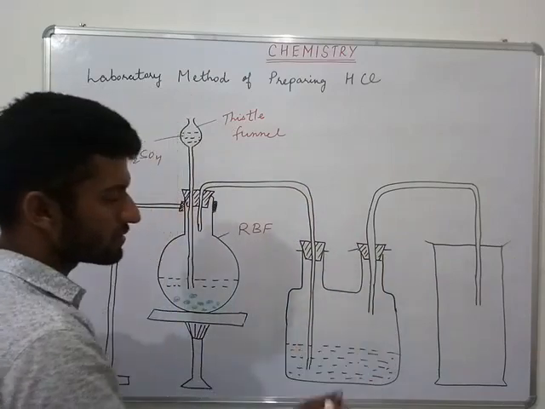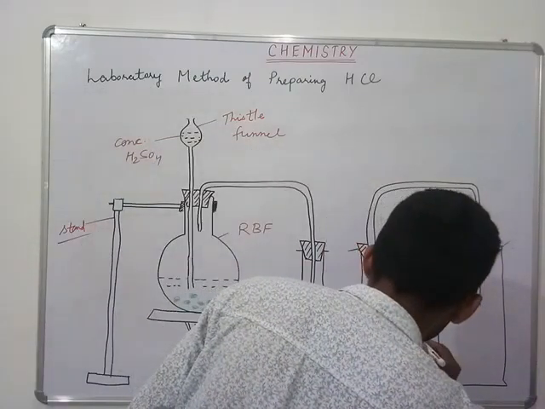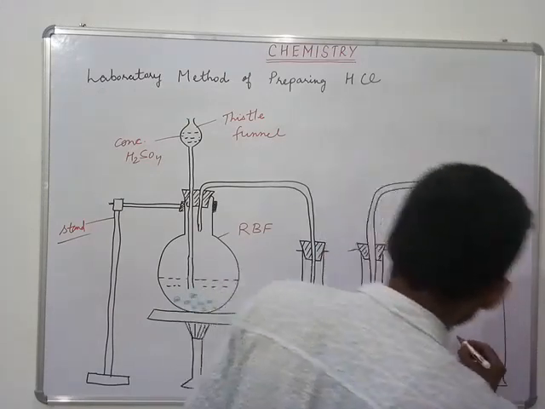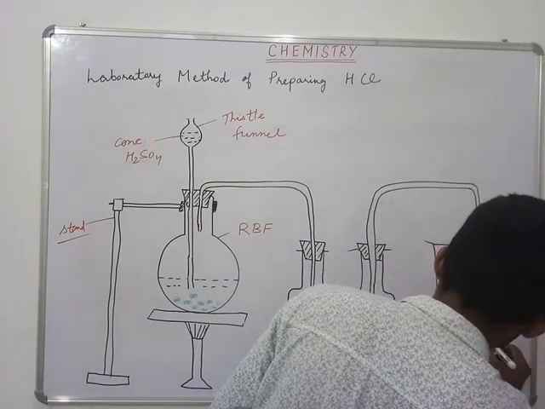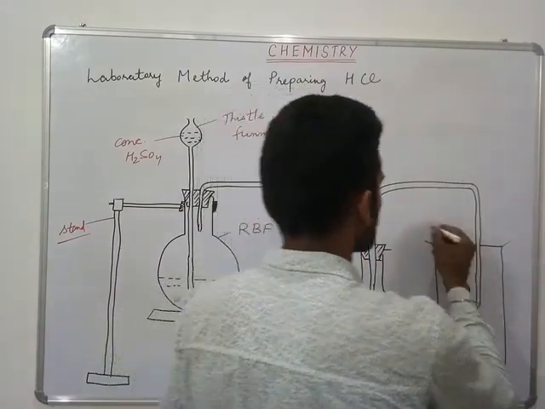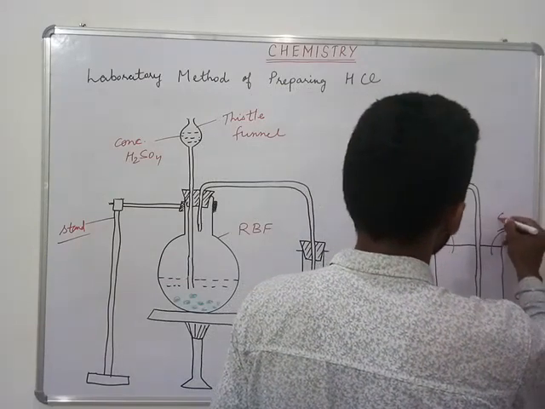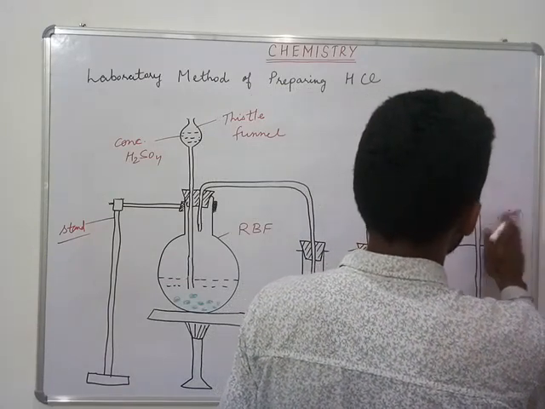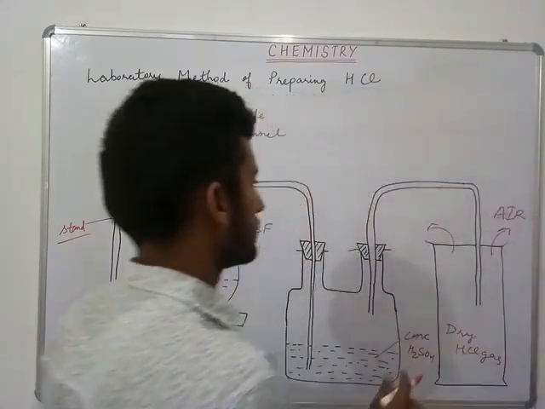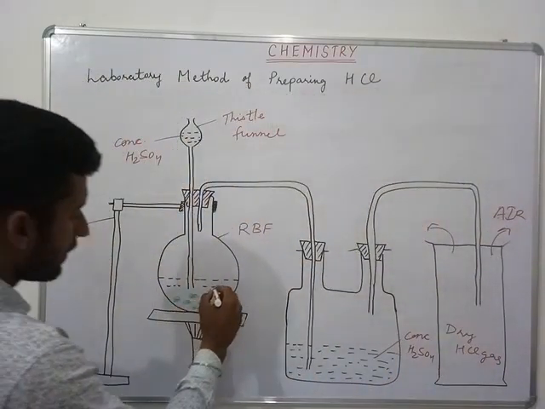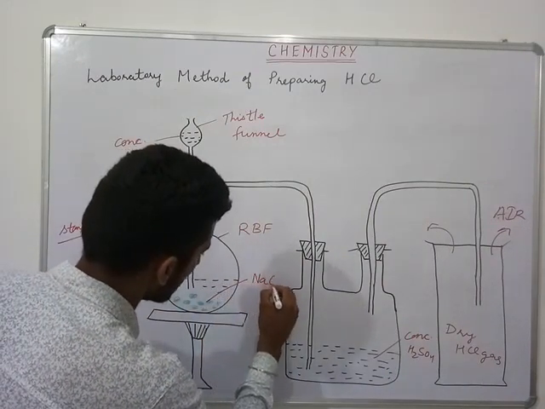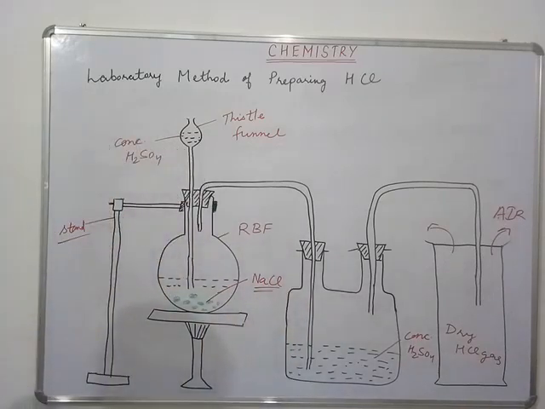This one is connected to another chamber. It again contains sulfuric acid. And here it is dry HCl gas which is recovered at the end. Air is expelled outside. Here, the one shown in green color is sodium chloride, NaCl.